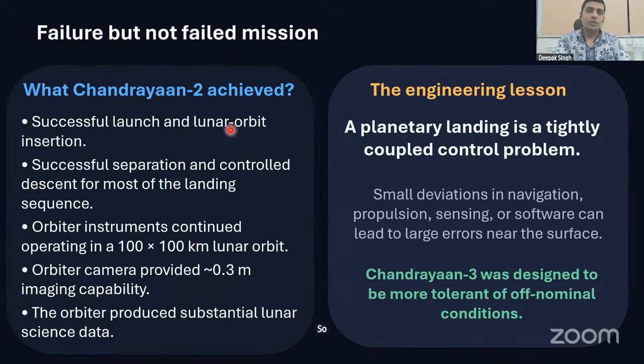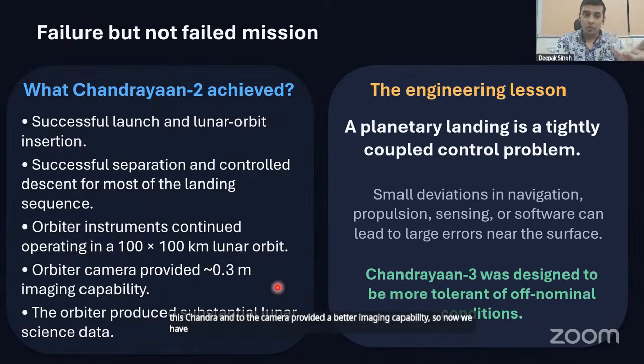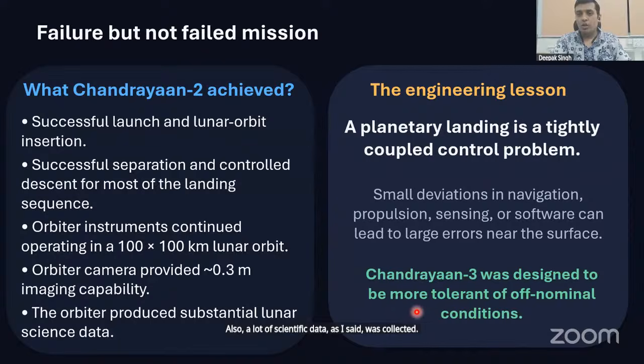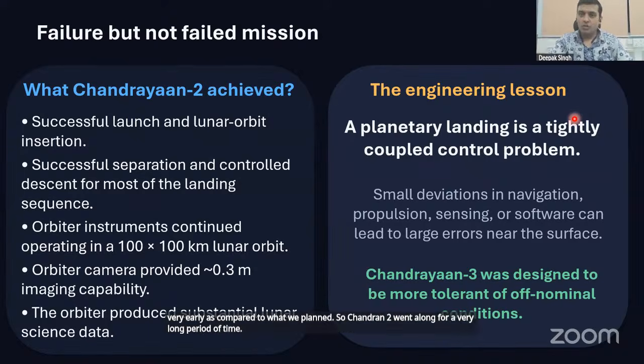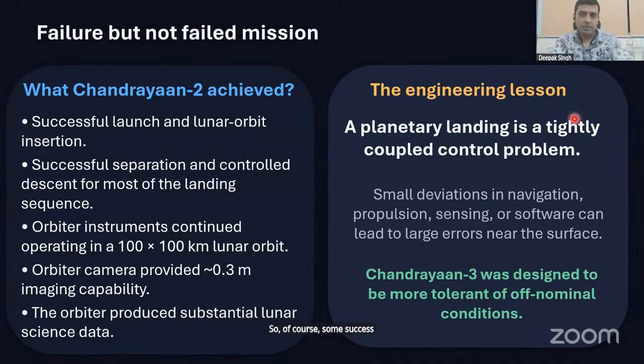So we achieved a good successful launch. Successful separation of the lander from the orbiter. We also continued operating this Chandrayaan 2. The camera provided a better imaging capability, so now we have 0.3 meter resolution images. Also, a lot of scientific data, as I said, was collected. It was designed to be more tolerant to the conditions. And as I mentioned earlier, Chandrayaan 1 we lost very early as compared to what we planned, so Chandrayaan 2 went along for a very long period of time. So of course, some success, not 100% success.